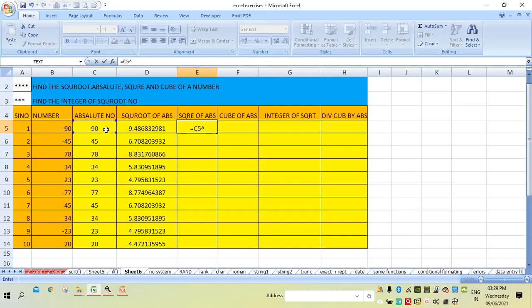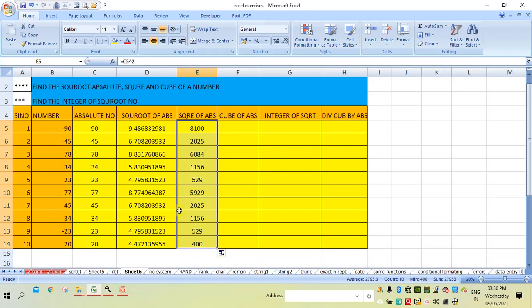So next is square, that is a 2. 2 is used to find the square of a number. So this is a square of a 90. To get the remaining values in the column, just copy the formula here. So here you can say 2025 is a square value of 45. 400 is a square value of 20.